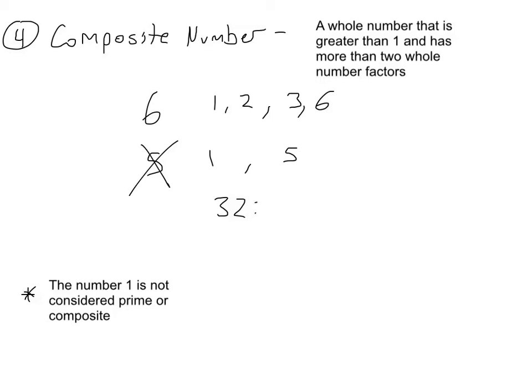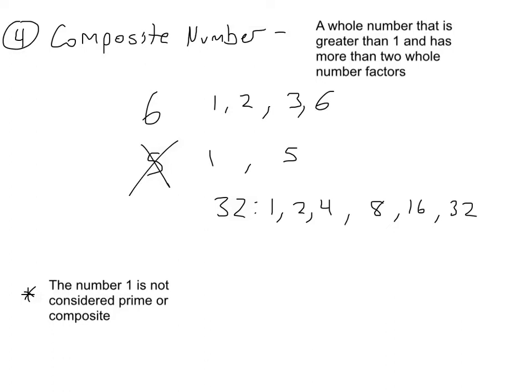Okay, well I know I can multiply 1 times 32 to get 32. I could also multiply 2 times what? 16 to get 32. Alright, I could also multiply 4 times what? 8 to get 32. And is that it? Yeah, that's it. So there you go.